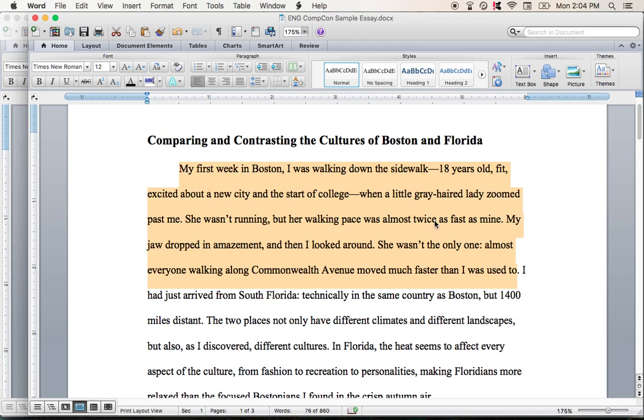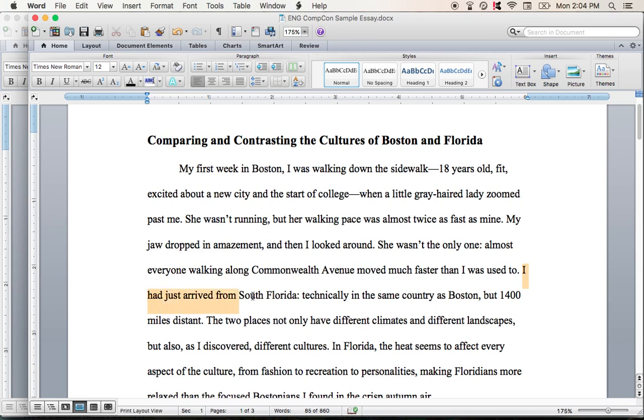Now, after the hook, it's the same as in the persuasive essay introduction. After the hook, you have relevant background information. You have the information that is needed for the reader to understand the rest of the essay. Now, that's up to you to decide what's important. In this case, I decided to explain why I was in Boston. Or, well, not why, but the fact that I had come to Boston from somewhere else.